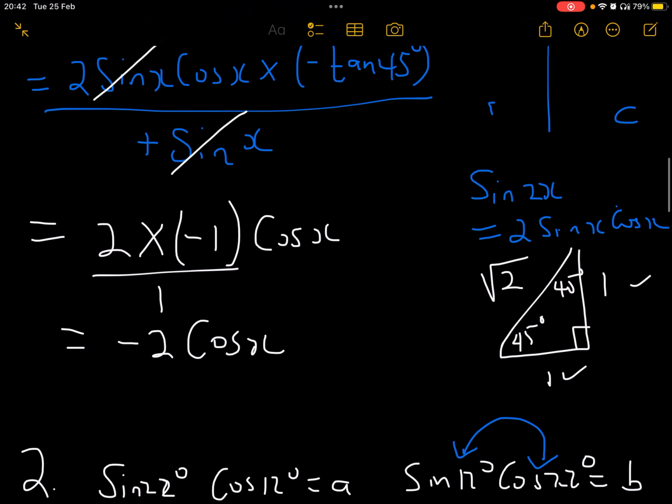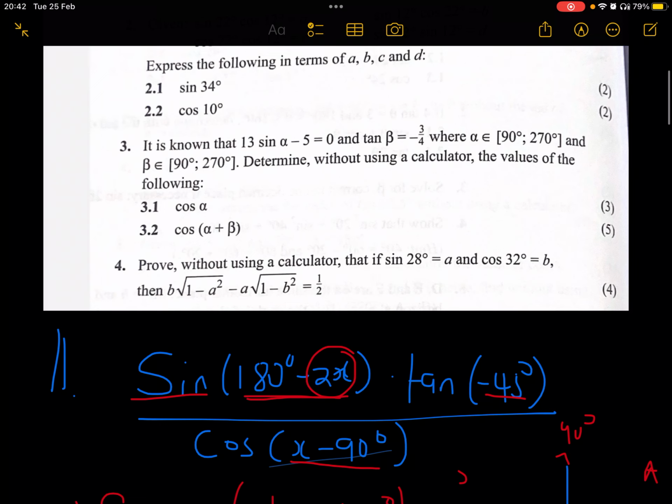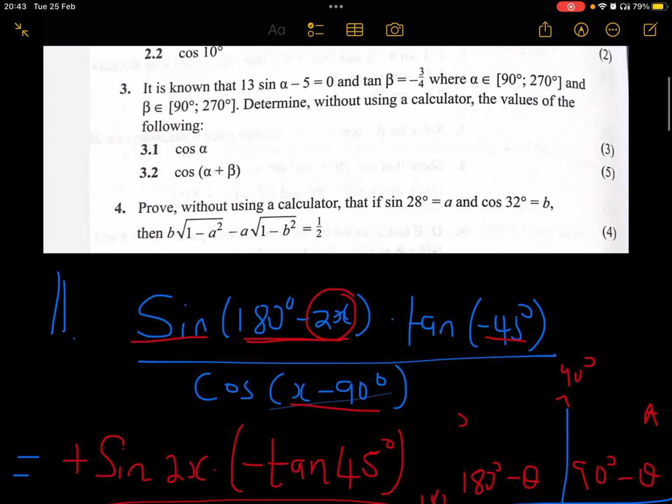Right, last question. Well, it's not the last. Prove without using a calculator that if sine 28 is equal to A and cos 32 is equal to B, then B root of 1 minus A squared minus A square root of 1 minus B squared is equal to a half. So we're proving the left hand side equals the right hand side, being given the keys.